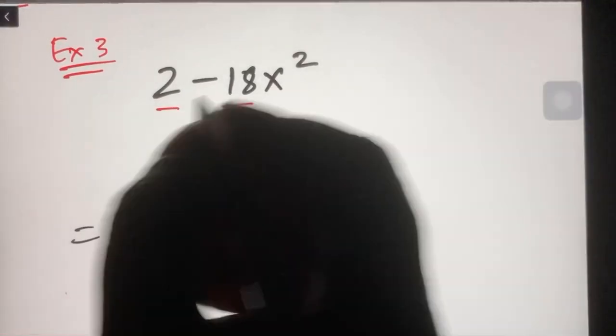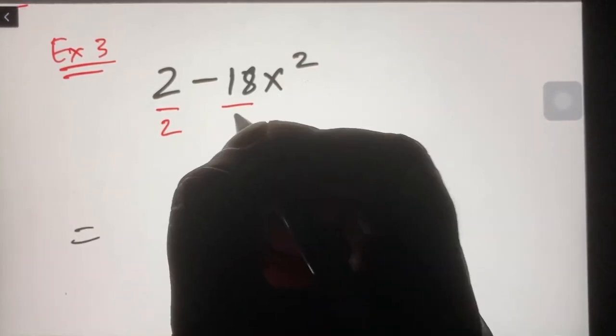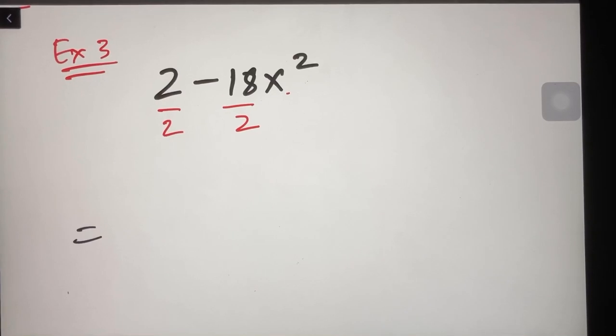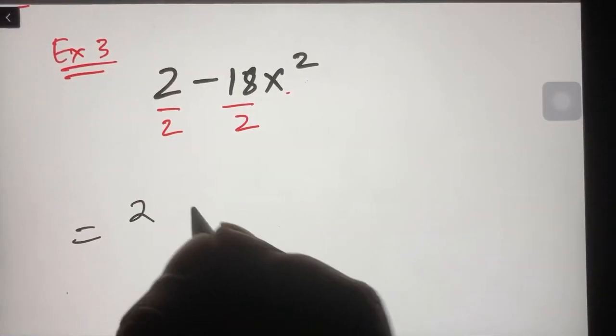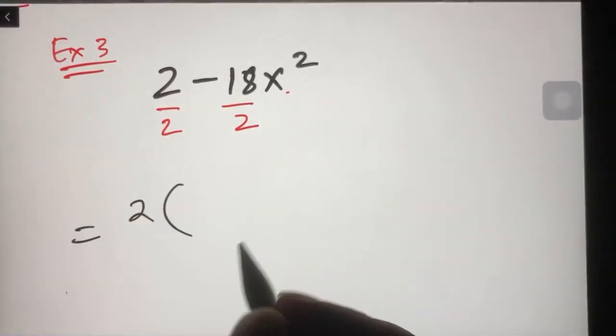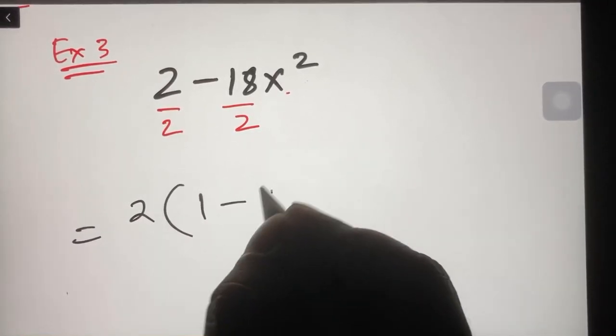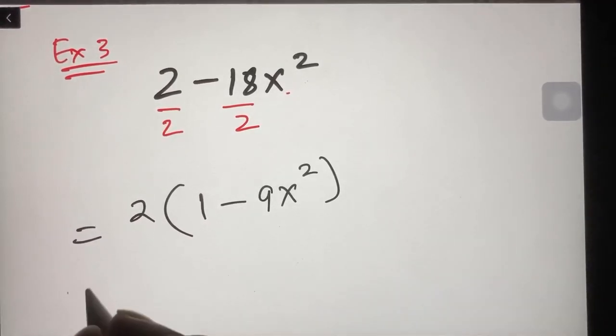So it's 2, right? So I'm just going to divide by 2. Divide by 2, I have x square and no x term here. So that basically means we cannot factor out any x, okay? So we are just going to factor out 2. So if we factor out 2, 2 divided by 2 is going to be 1, minus 18 divided by 2, 9x square, right? Okay, wonderful.